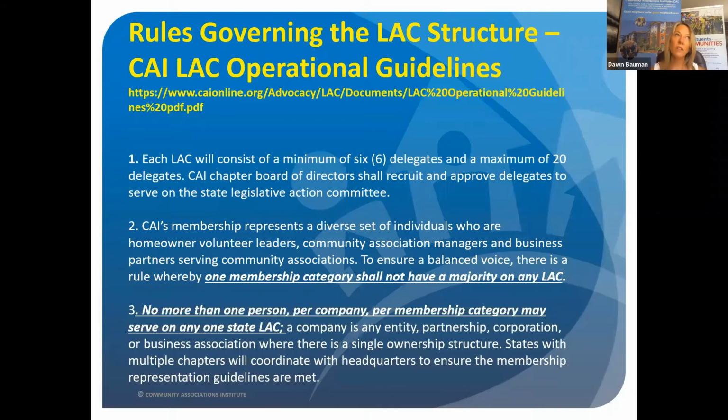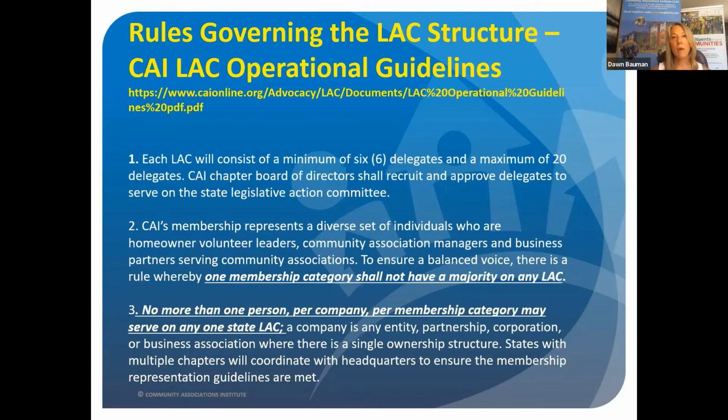There are two areas where we really try to work together with the chapters to make sure that the chapters and the LACs comply with these requirements. And it's under number 2 and number 3 on this particular slide. So number 2, no membership category shall have more than a majority on the Legislative Action Committee. So if you have an 11-person Legislative Action Committee, you cannot have more than 6 managers, 6 attorneys, or 6 homeowner leaders on that Legislative Action Committee. You cannot have a majority of one membership category.